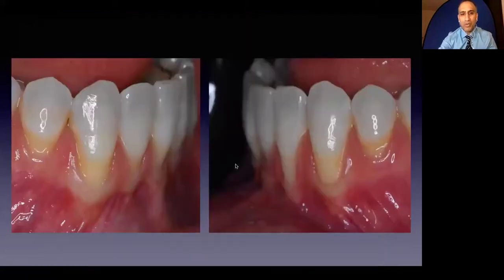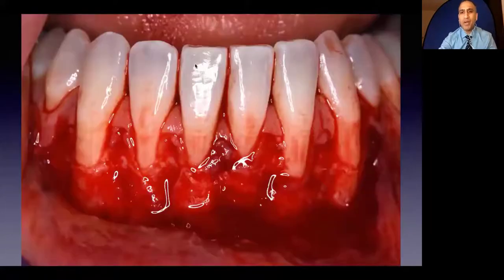And lateral views of this will show you how shallow that vestibule is and how deep that recession really is. So we prepare our recipient site, and we can see how prominent these roots are for especially the 3-3 and the 3-2.